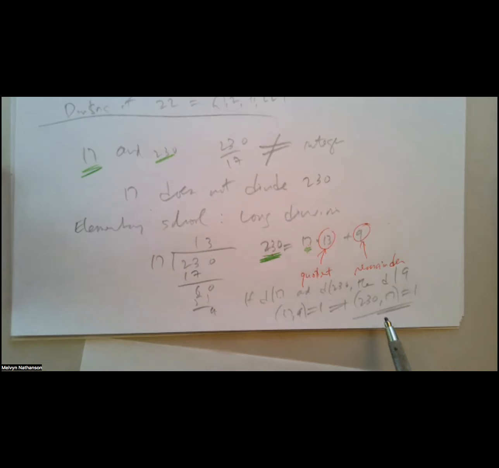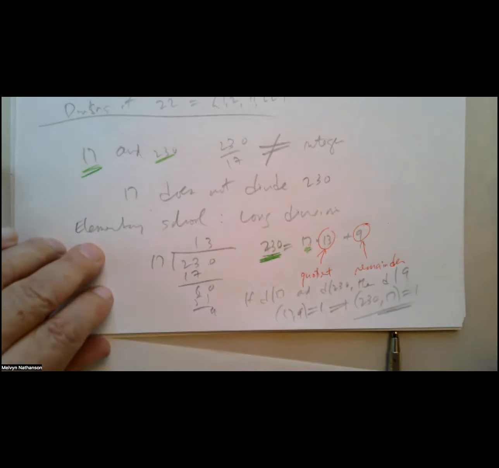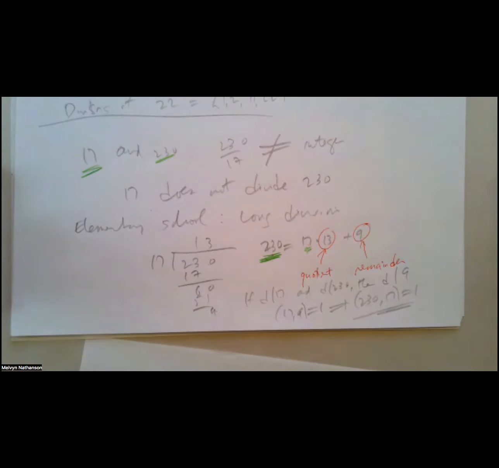So this is a very important observation, which goes back at least to the ancient Greeks. You find this in Euclid. If you have two numbers, A and B, you do long division, like 230 is 17 times 13 plus 9. Any common divisor of 230 and 17 will divide 9, so it'll be a common divisor of 17 and 9. And any common divisor of 17 and 9 will divide 230. So the greatest common divisor of 230 and 17, which might be hard to calculate, is the greatest common divisor of 17 and 9, and that is easy to calculate. So that is a critical observation, which is the basis of what is called the Euclidean algorithm.